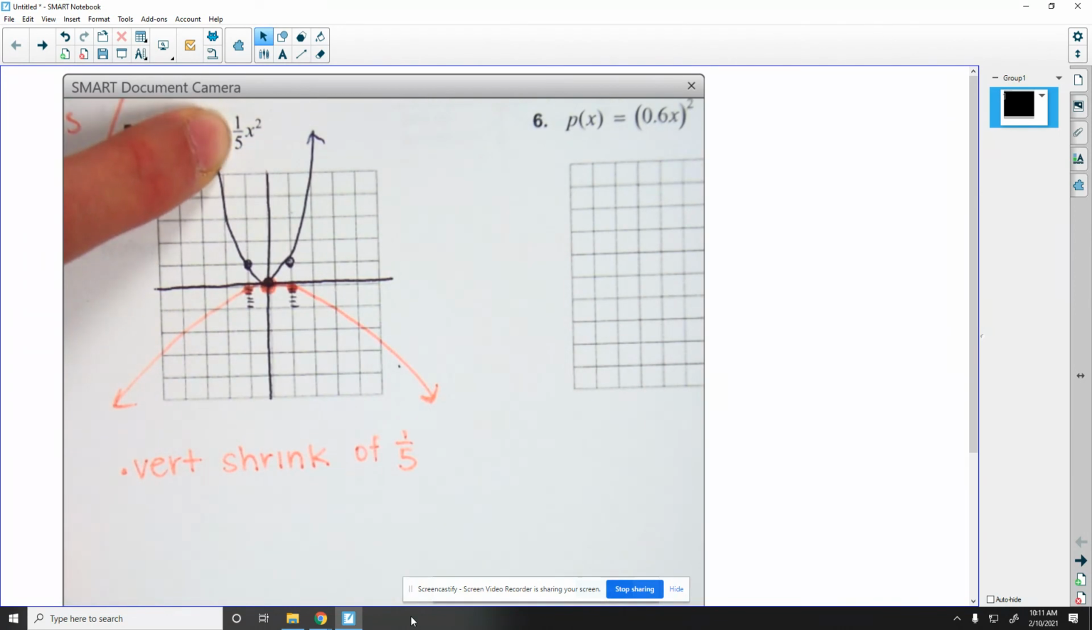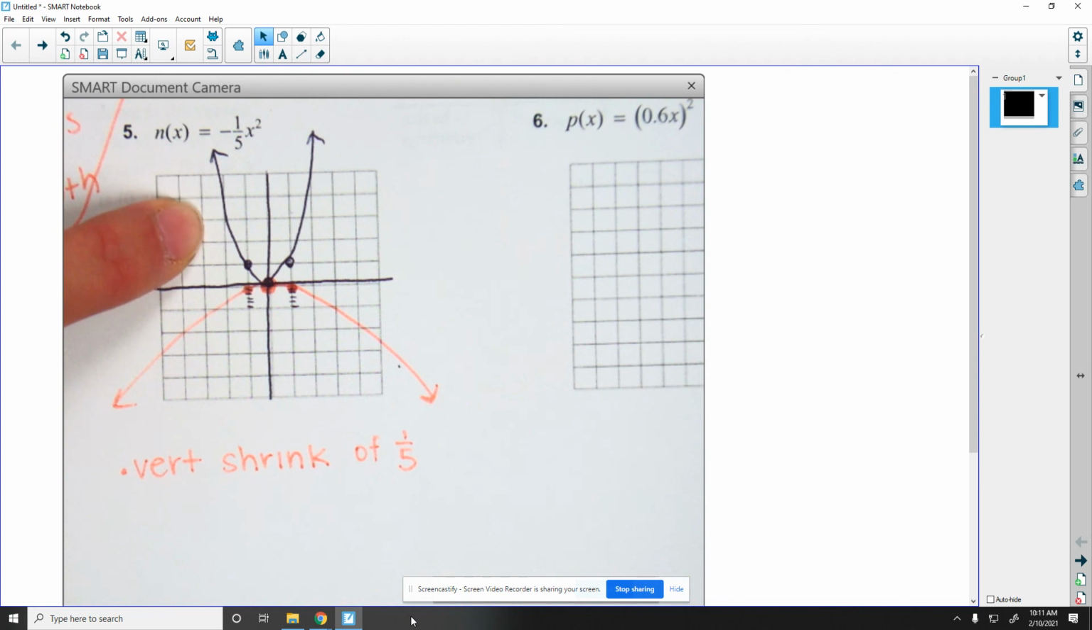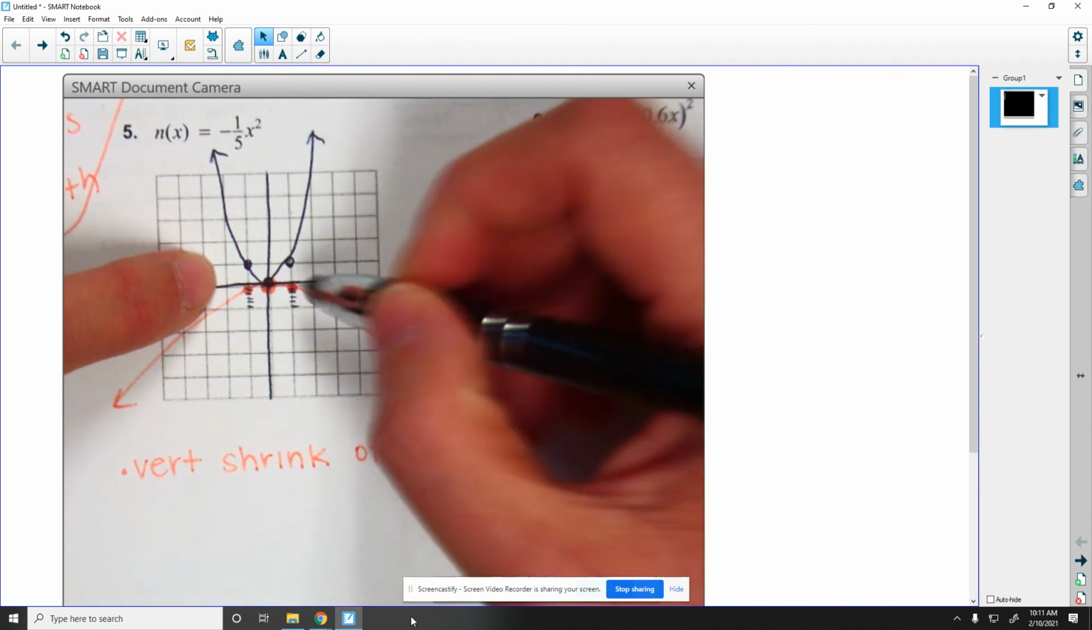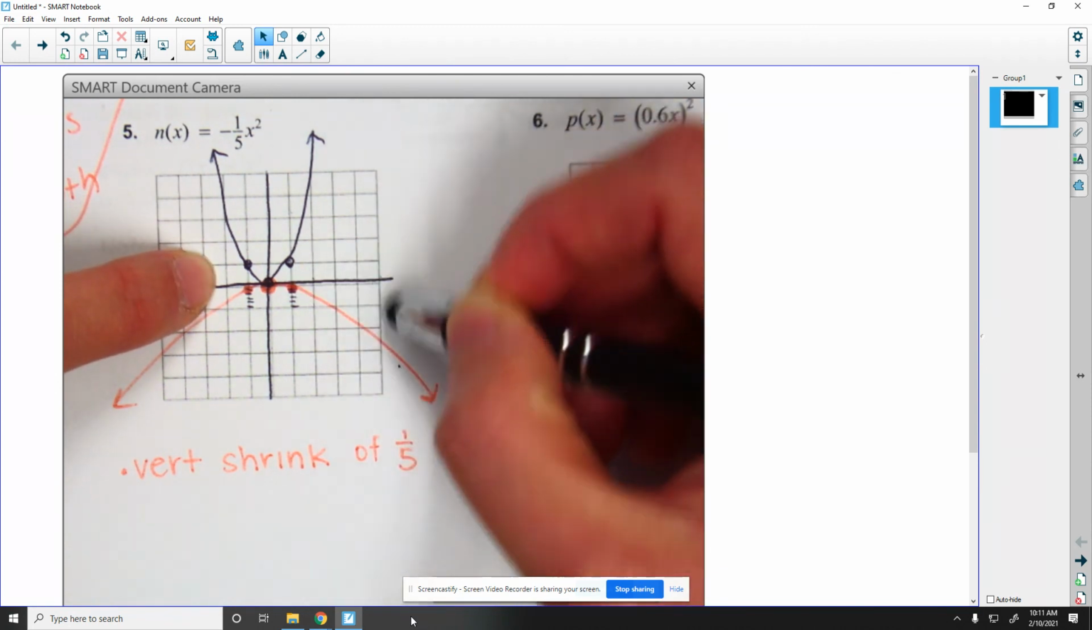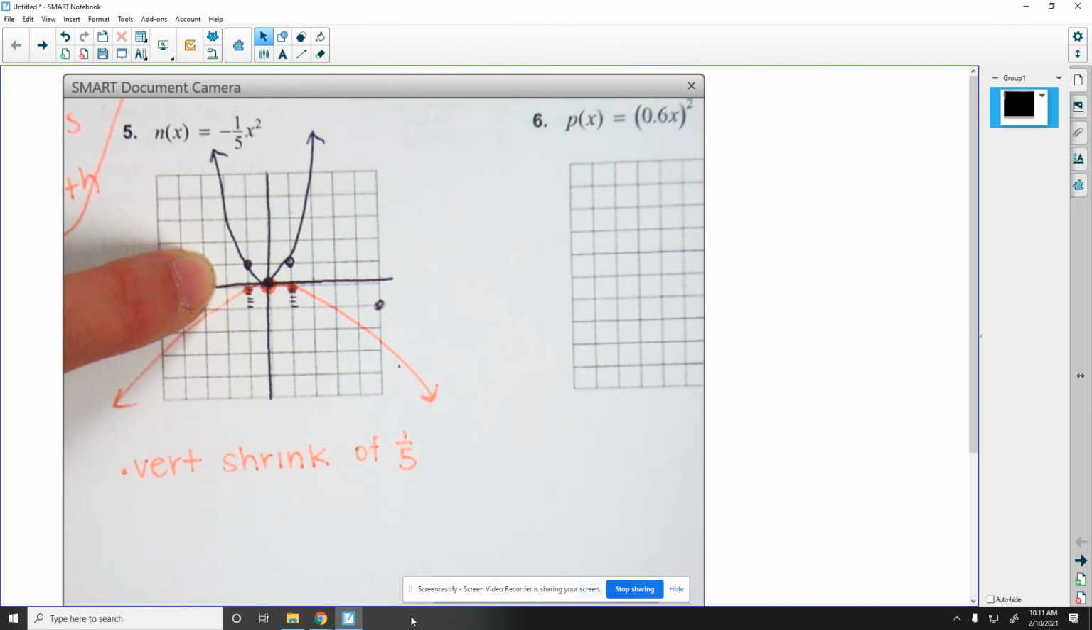Yeah, Ryan? Why isn't it over 5 and down 1? Good question. Why is it not over 5 and down 1? A lot of kids think this way every year. 1, 2, 3, 4, 5. So why isn't it like this? Because it's not rise over run. Don't think of it as your slope.